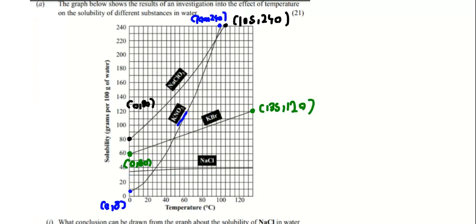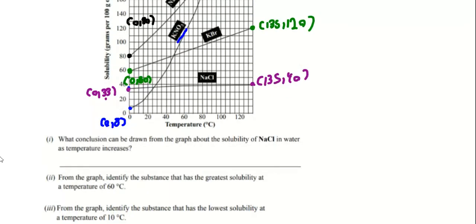And then finally the last one, which is the sodium chloride. Not really much increase here. I'll do it in purple. At 0 degrees you can dissolve just above 30, so we call it around 33. And then at the very end, which is 135 degrees, you can dissolve 40. So you can see that although you went up 135 degrees, there's not much more salt you can actually dissolve there. Okay, so that's an interesting one. So let's look at the questions.